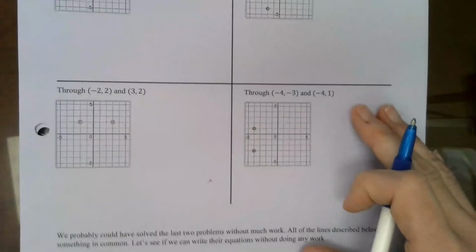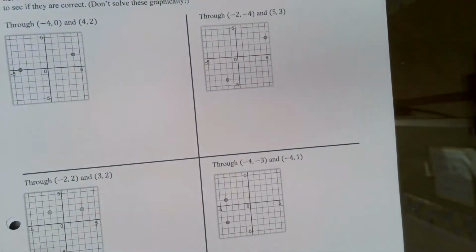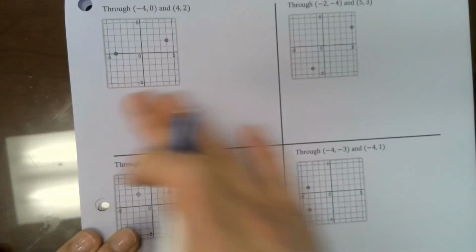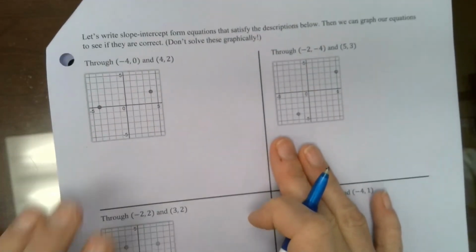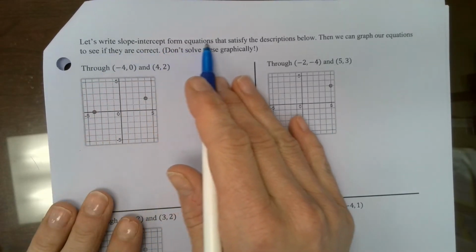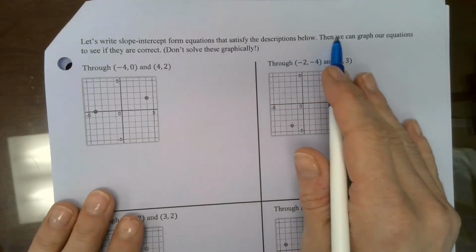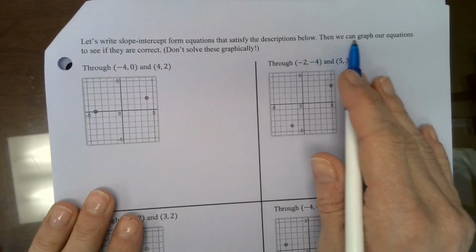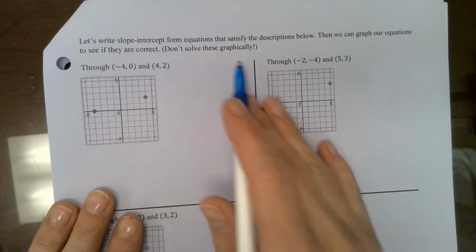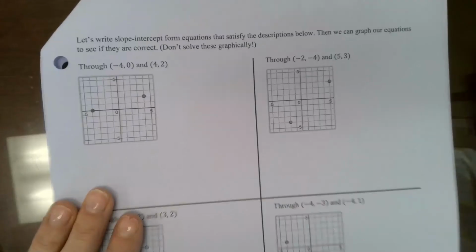We go to the next page. The ones on the left, on the right hand side, these 4 are your homework tonight. These are ones I'm going to do. The directions say, let's write slope-intercept form equations that satisfy the descriptions below. We can graph our equations to see if they're correct. Don't solve these graphically. Okay?